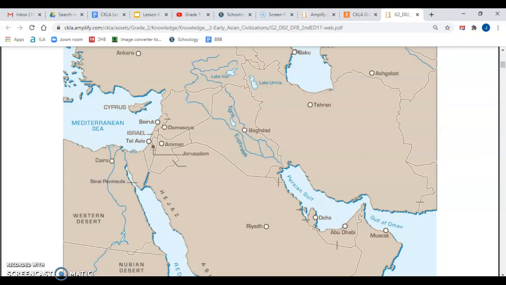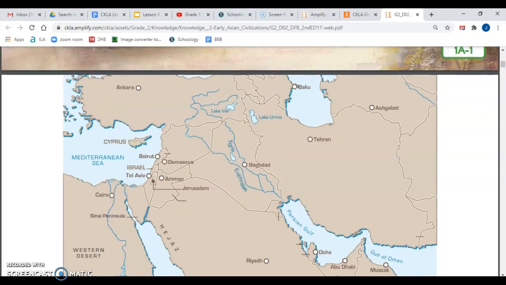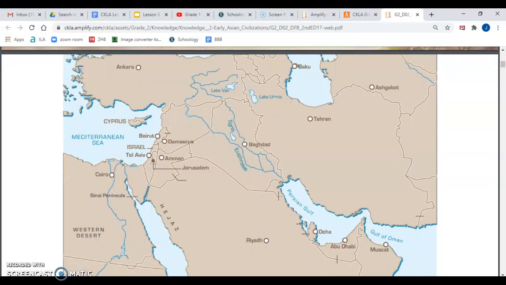This is a map showing the area in which the Mesopotamian civilization developed between the Tigris and the Euphrates River. So right up in here would be between the Tigris and the Euphrates River. That would be around where Mesopotamia was. Okay? Like all ancient civilizations, Mesopotamia had a government and laws. Do we have a government? Yes. Do we have laws? Yes. So this civilization also had that.